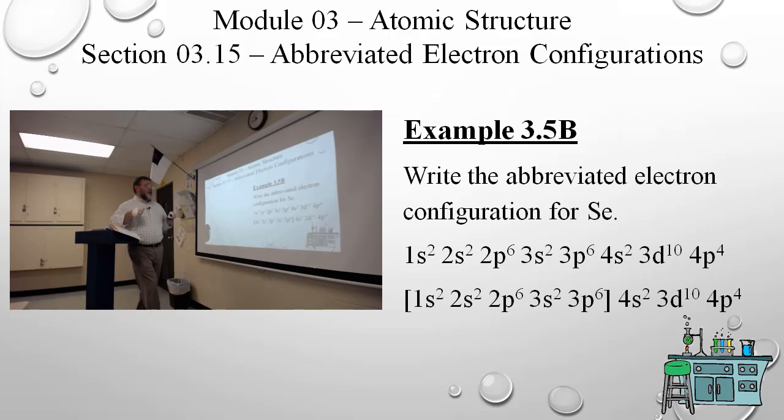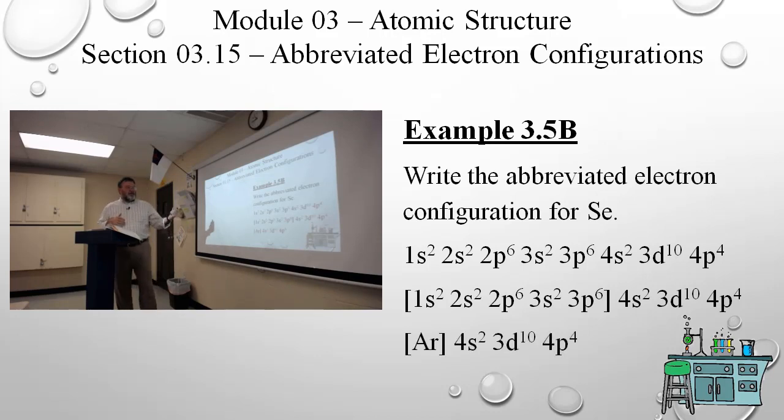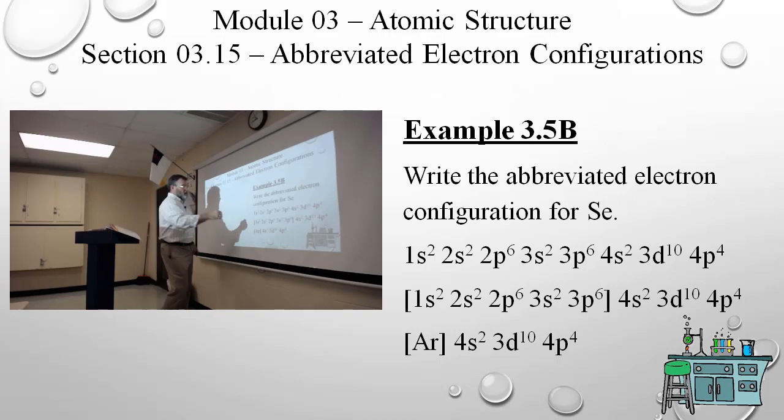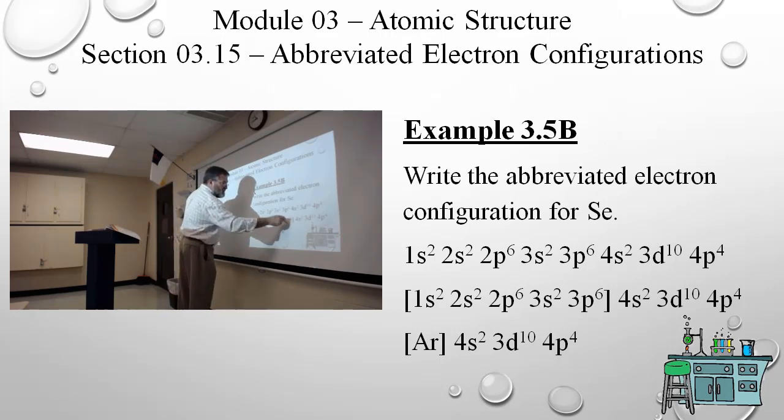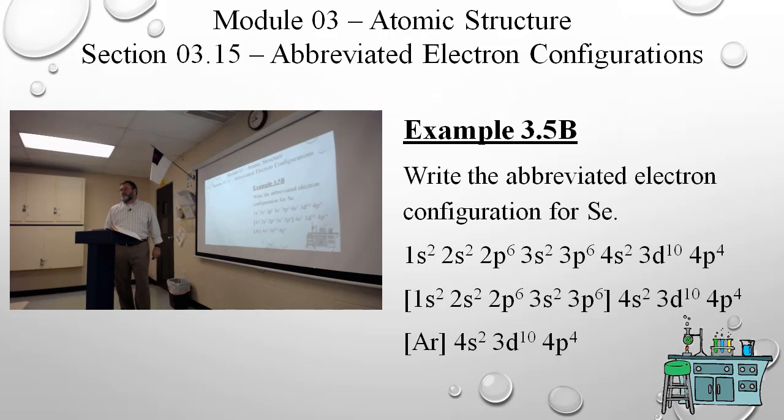Argon is all of this, from 1s2 up through 3p6. So I can replace all of that with argon and then build from there, the 4s2, the 3d10, and the 4p4. See, because argon has 18, right? Its atomic number is 18. Notice here, 2, 4, 10, 11, 12, 18. So I abbreviate it by replacing the configuration of argon with the symbol argon because it is a noble gas, and then I build up from that point until I'm done.